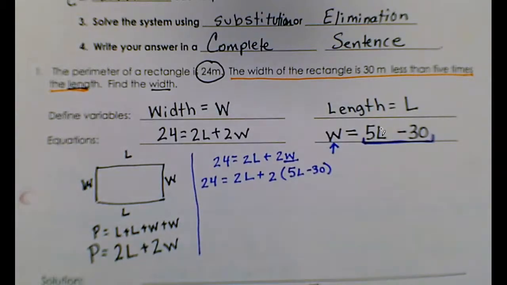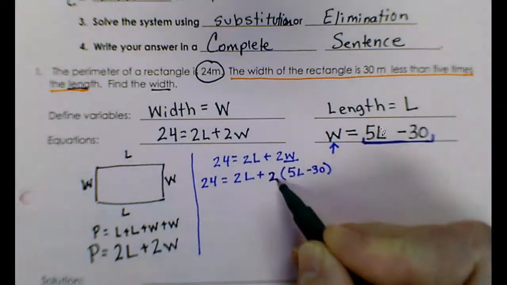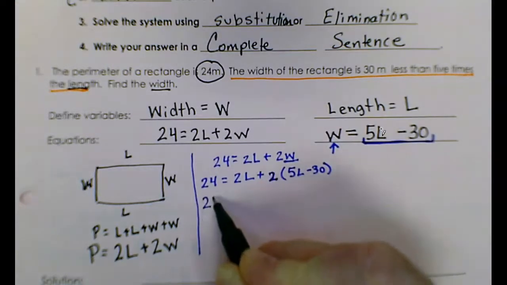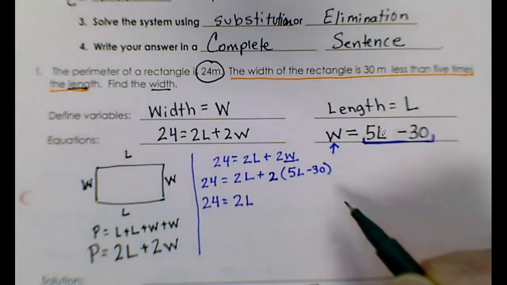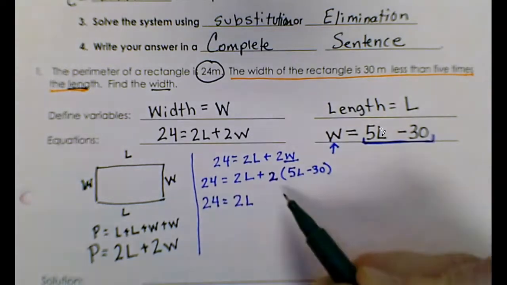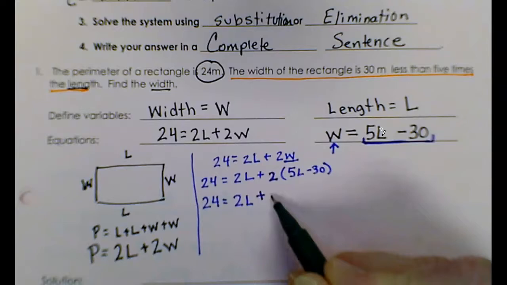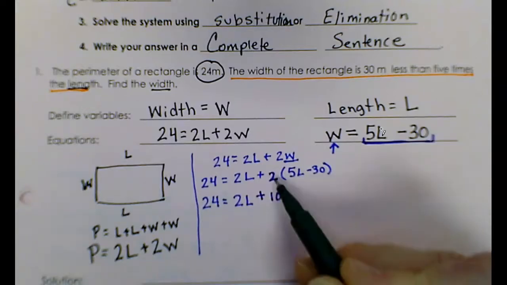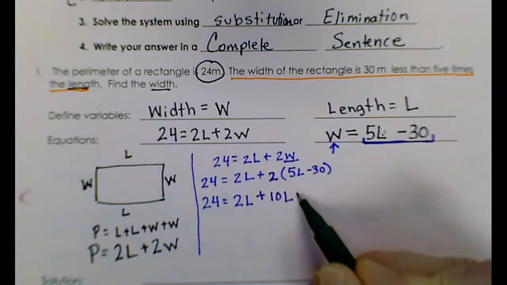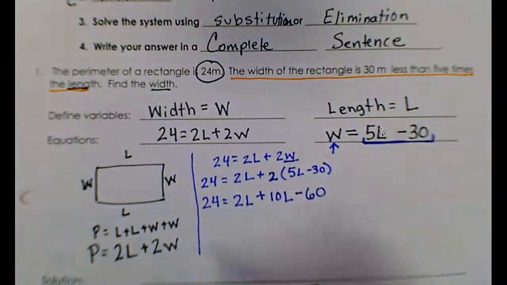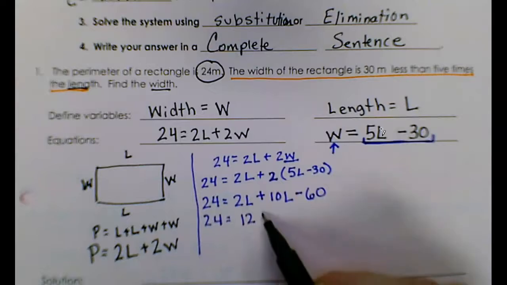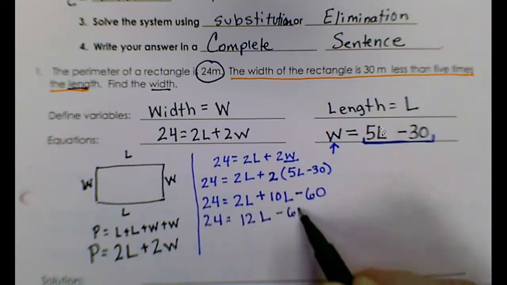What do I need to do to solve it? What do I need to do with this 2 out in front here? I don't hear everybody telling me to distribute. That's what you're thinking in your mind. 2 times 5L is 10L, and 2 times 30 is negative 60. Combine like terms, and that's 12L minus 60.